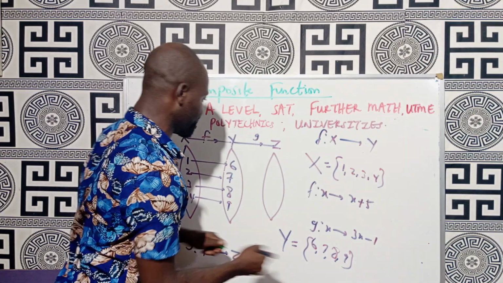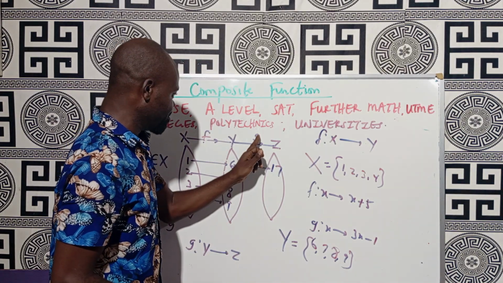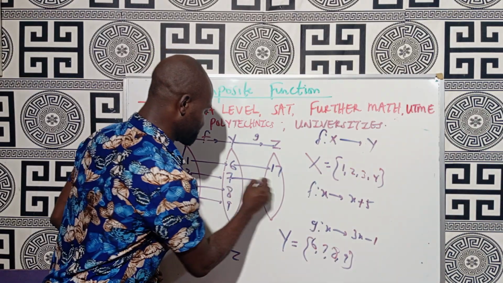18 minus 1 is what? 17. You have 17. So this could be 7. For 7 also, for g, we are using g now. 3 times 7 is 21. Minus 1, that's 20. So we have 20.